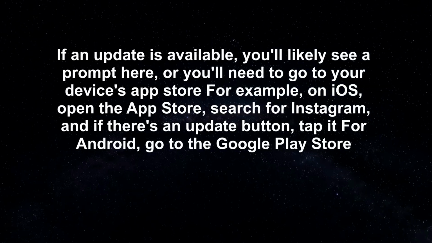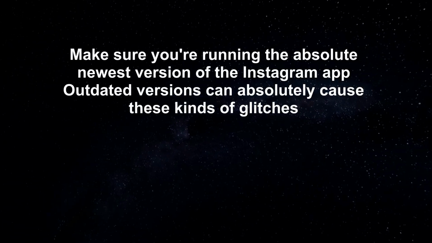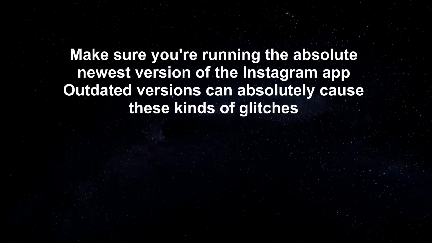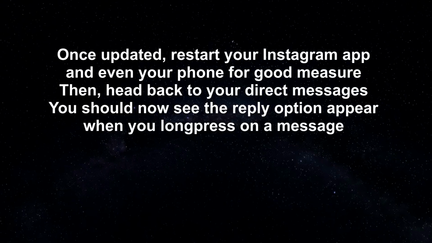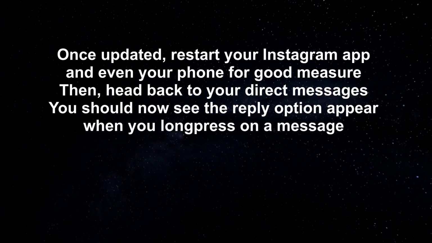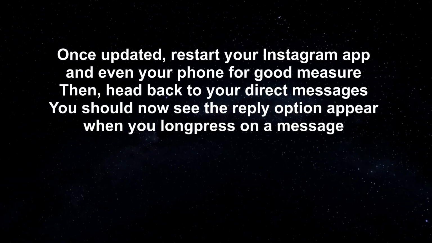For Android, go to the Google Play Store. Make sure you're running the absolute newest version of the Instagram app. Outdated versions can absolutely cause these kinds of glitches. Once updated, restart your Instagram app and even your phone for good measure. Then head back to your direct messages. You should now see the reply option appear when you long press on a message.